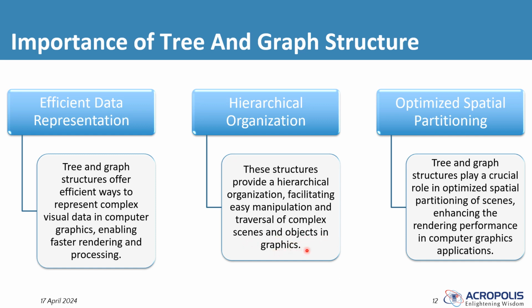in graphics. Third is optimized spatial partitioning. Tree and graph structures play a crucial role in optimized spatial partitioning of scenes, enhancing the rendering processes in computer graphics applications. So these three are the most important aspects of tree and graph structure in computer graphics.